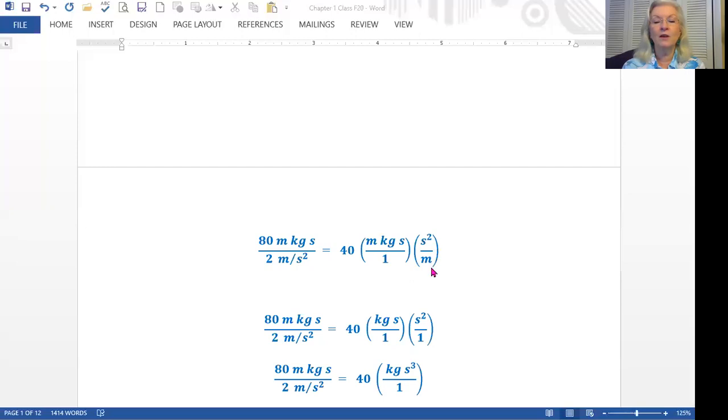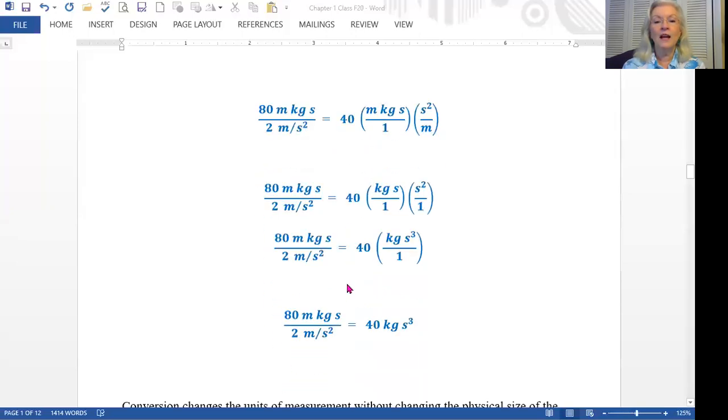Now it's second squared over meters, and it's multiplied by what we started out with in the numerator, meter, kilogram, seconds. And I just wrote it over the number 1 so that we could keep straight what was in the numerator and what was in the denominator. So we look at this. A meter in the numerator cancels a meter in the denominator. They go away.